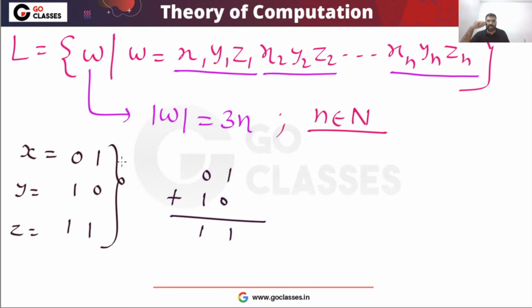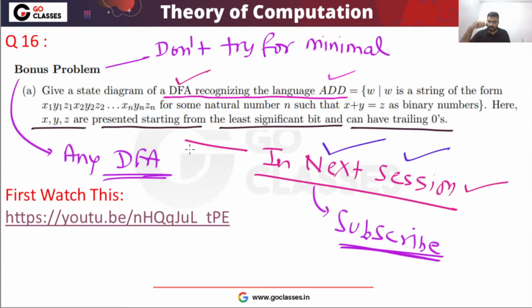So which strings will you get in L because of this? Remember, x is a binary string, y is a binary string, and their addition should be equal to z. Please read the question very carefully. Create a DFA recognizing the language addition.